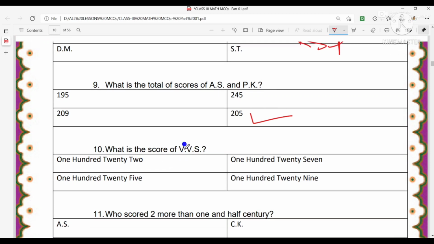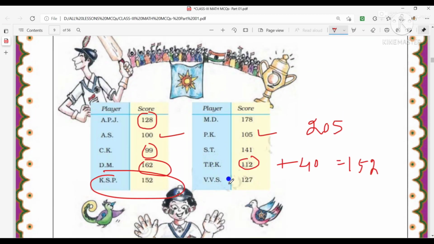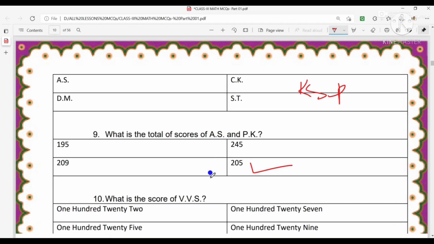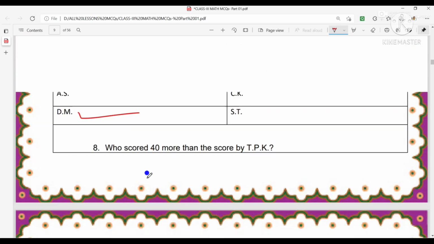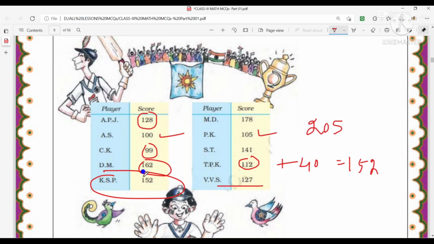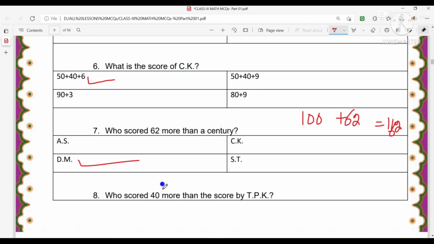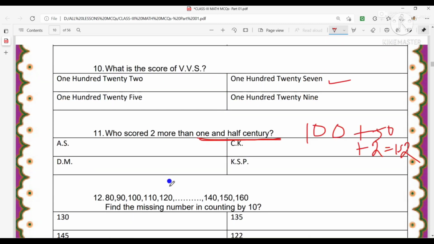What is the score of VBS? The score of VBS is 127. Who scored 2 more than 1.5 century? 1.5 century means 1 century plus half century. 1 century means 100 plus half century means 50. So 1.5 century means 150. Then 150 plus 2, so the answer will be 152. So who scored 152? We have to find out. 152 had been scored by KSP. So the answer will be KSP here.